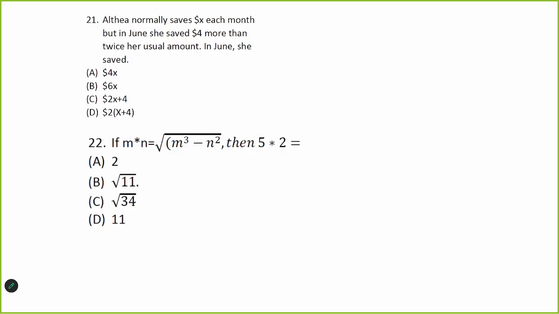Alright? That is the end of May, June 2022. Let's look at January 2022. This is a repeated question. She saved for more than twice her usual amount and she saved x each month. This was 2x plus 4. This here, I believe, did I make a mistake? No, I didn't.